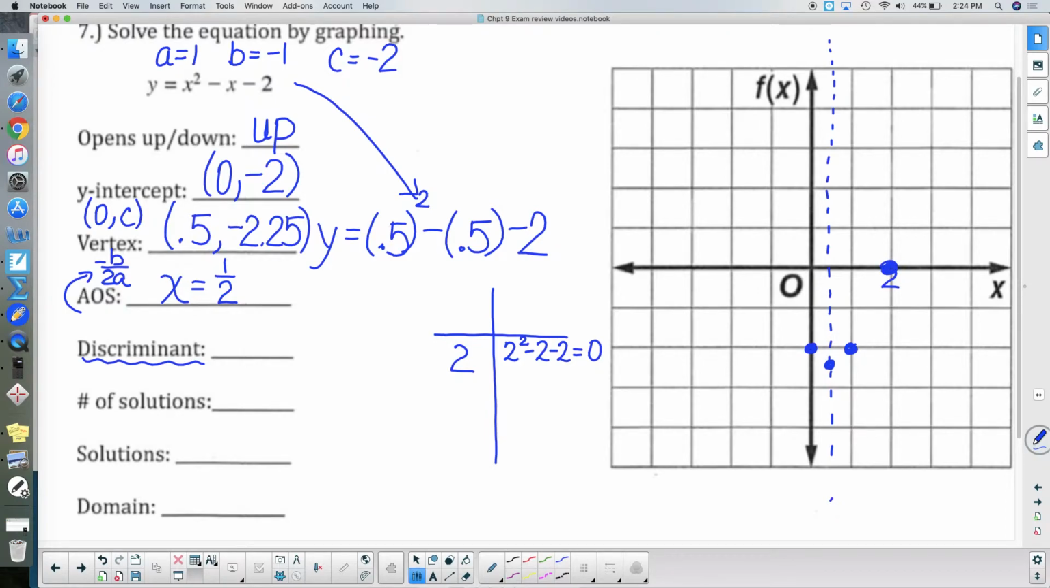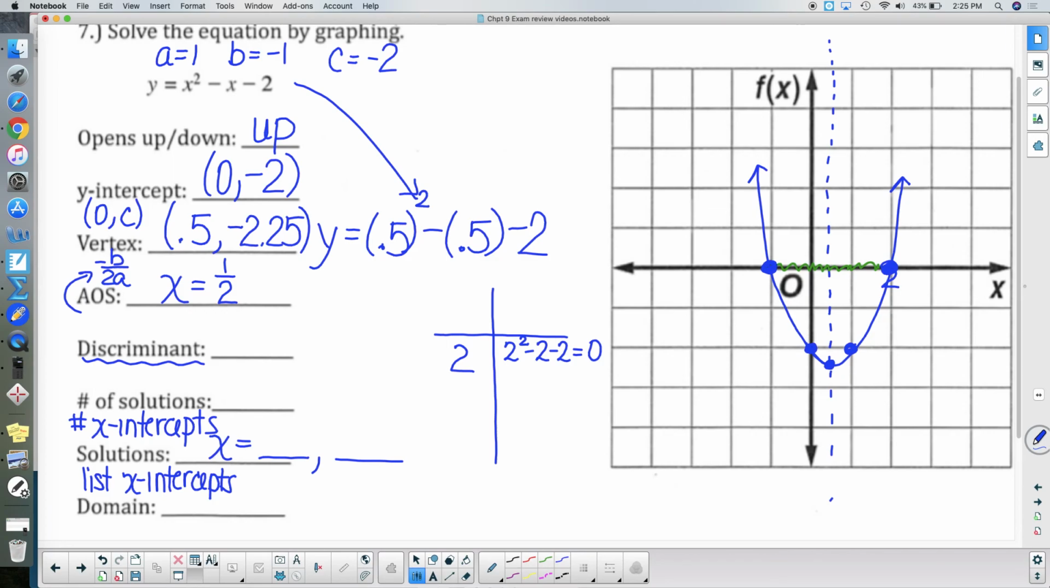If I can count how far it is to my axis of symmetry, I can put one more point on there. So it's 1 whole box and half a box to get to my axis. So half a box and 1 more whole box. I should be able to put that additional point on my parabola. Now I've got a really clear idea of what my parabola looks like, and this is going to help me tell what the solutions are. So as far as number of solutions, I need to count the number of x-intercepts. And then as far as what the solutions are, I need to list those x-intercept values. X is what, and x is what. And there should be 2. Then you can go back and get domain and range to finish this up.